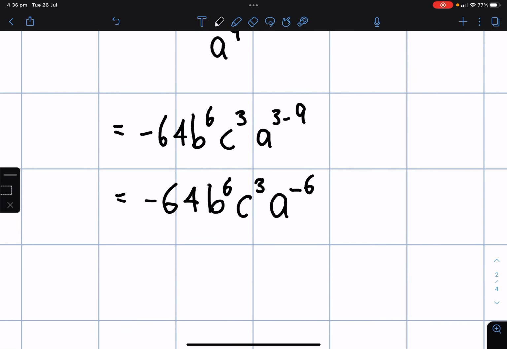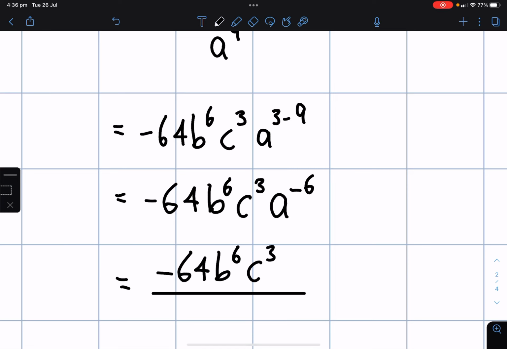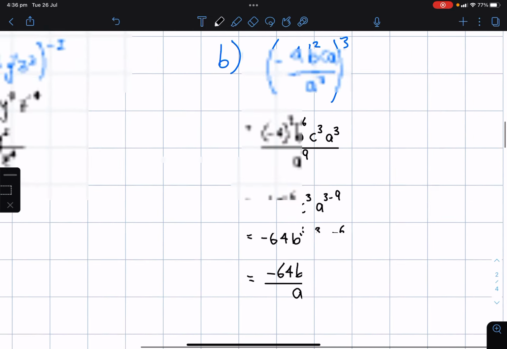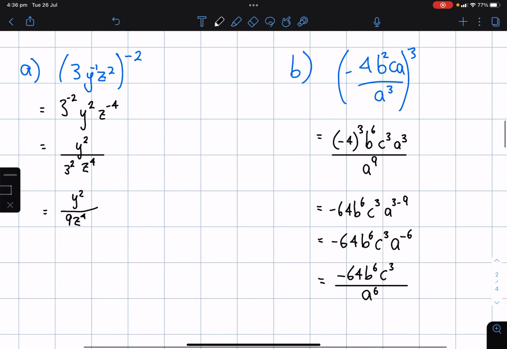Again, we don't like the negative power, so we're going to write that on the bottom. So all of these have positive powers, so they stay. Our negative power will jump to the bottom and change sign. And it is as easy as that. All right, there's 2 examples.